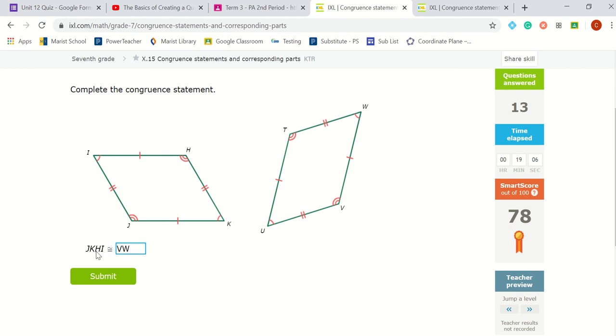How about H? H is 2 arcs. Okay, well, how do we get from K to H? From 1 arc to 2 arcs, we have to travel down that 2 tick mark side. So from W down the 2 tick mark side, we get to T, and then the last one has to be U.